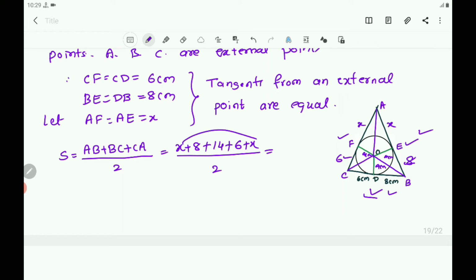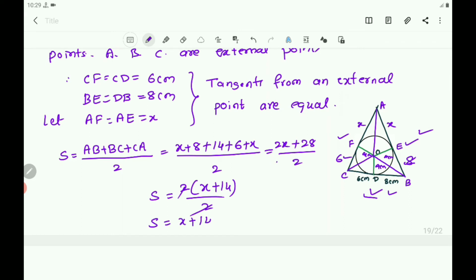X plus X, 2X you can write, 2X plus 8 plus 14, 22, 22 plus 6, 28, 28 divided by 2. So S equals, you can remove the 2 common here. To remove that 2 outside, X plus 14 by 2 cancels. So you got S is equal to X plus 14.